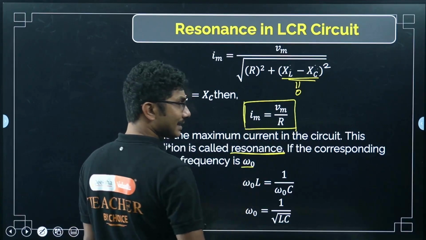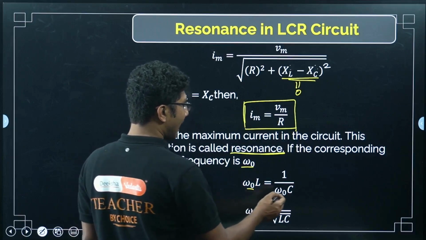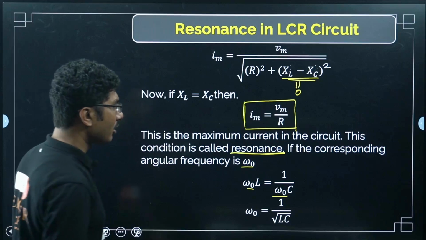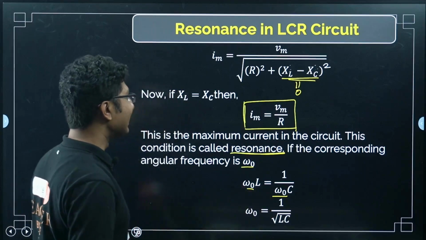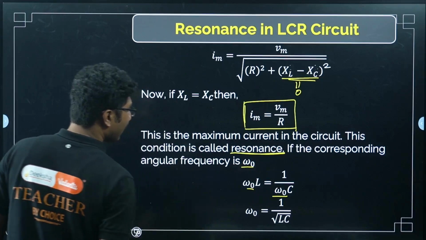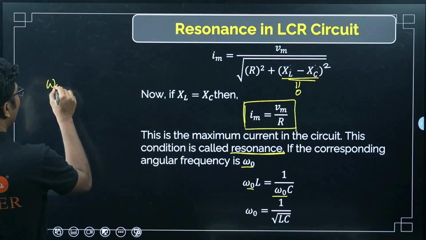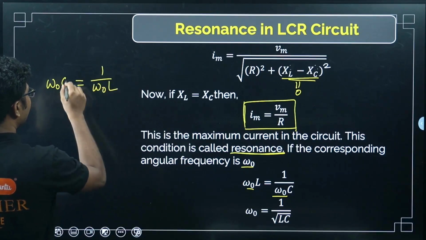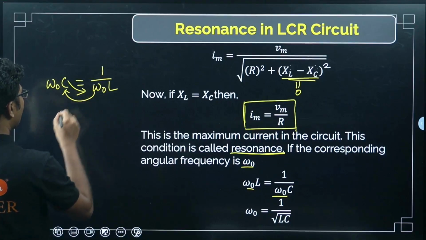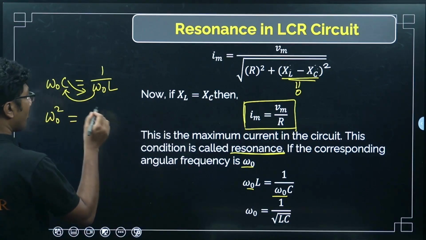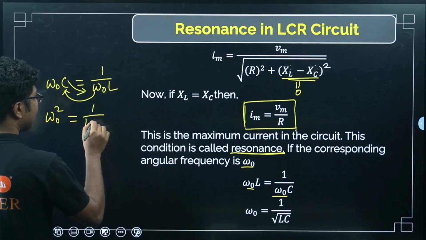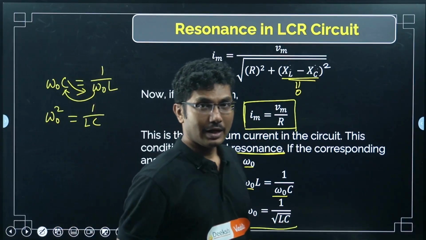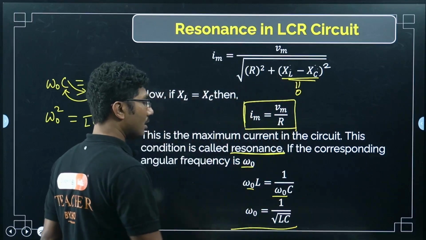So we can write that XL equals XC. XL is omega naught L and XC is 1 by omega naught C. From this you can find the value of omega naught, which is nothing but 1 by root over LC. So how do you obtain that? You multiply: omega naught C is equal to 1 by omega naught L. Take omega over, so you will get omega naught square equals 1 by LC. So from there you can find omega naught is 1 by square root of LC, right? So this is the resonance frequency.